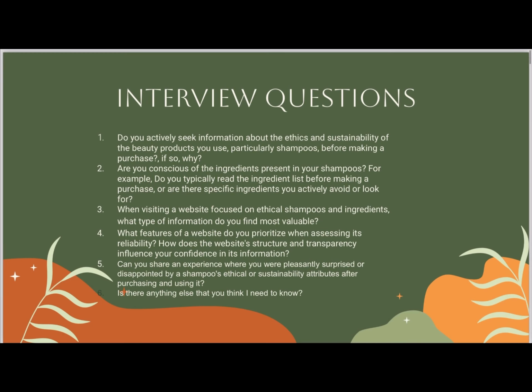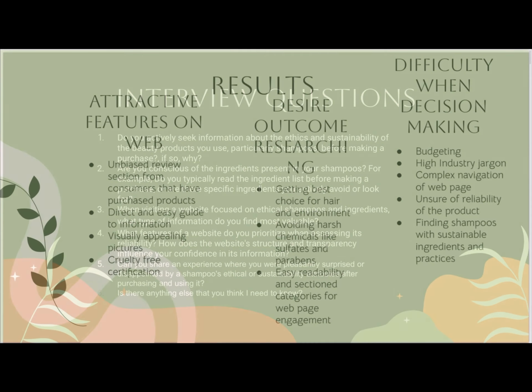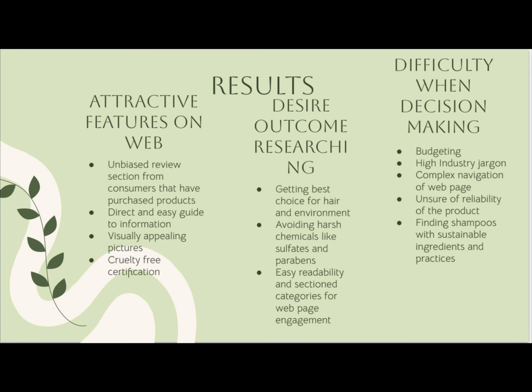In the next phase, we conducted user interviews to further refine our understanding of user needs, preferences, and personal experience. In this, I found that users normally look for unbiased review sections for reliability of a website. They prefer when web pages are direct and have an easy guide to information with visually appealing pictures. However, it is hard striking a balance between effectiveness of the shampoo, sustainability of businesses, and affordability, as some products can be pricey. Some web pages also use complex industry jargon without simplifying the language.